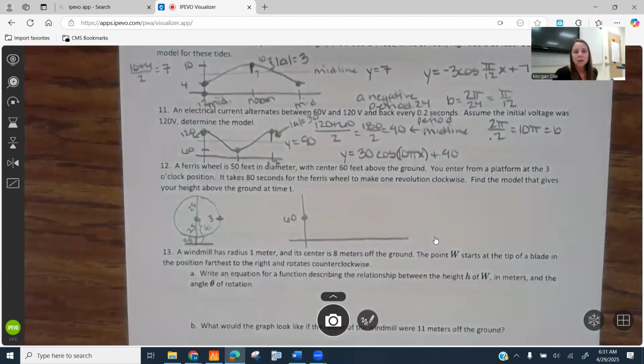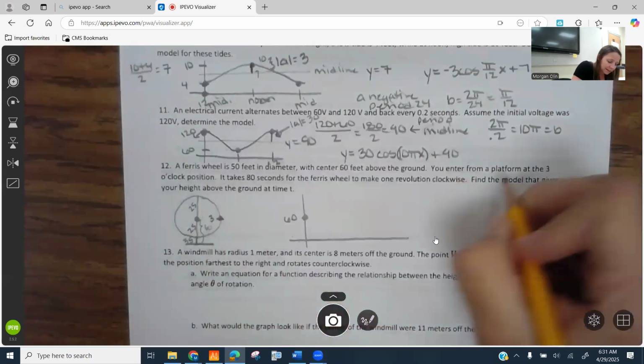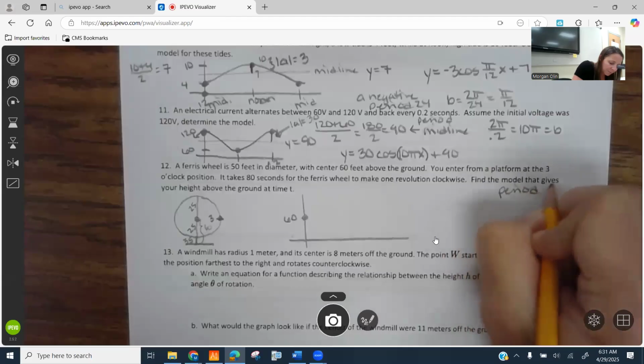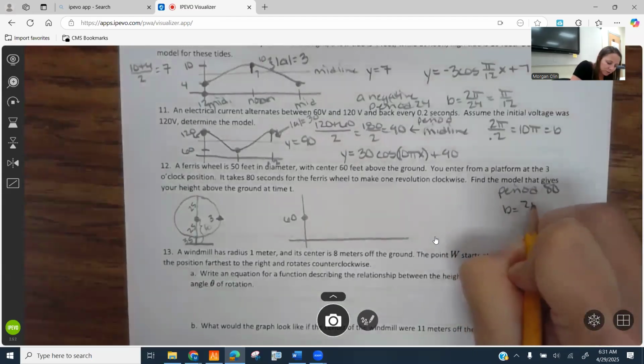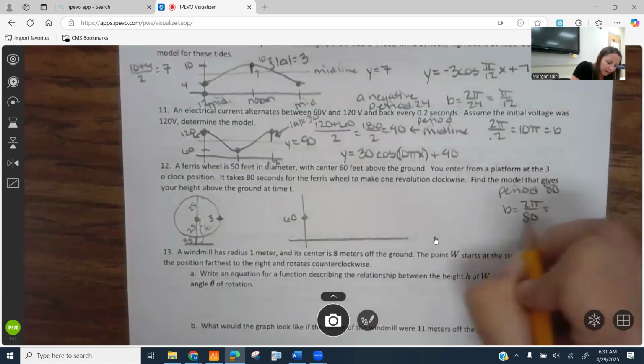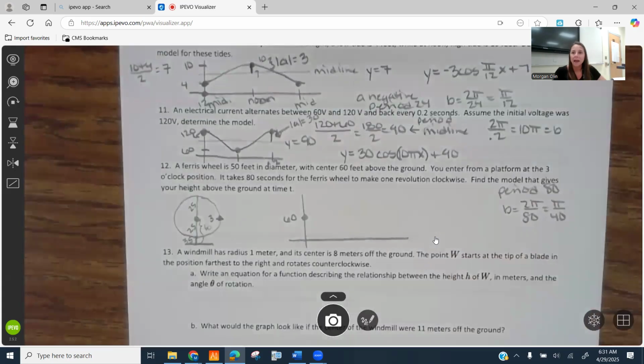All right. It takes 80 seconds for the Ferris wheel to make one revolution. So let's think about this. To go all the way back here, it takes 80 seconds. That's my period. My period is 80. That means I can find B by doing 2 pi over 80. And if I simplify that fraction, it's pi over 40. You can put 2 divided by 80 and simplify it in your calculator.